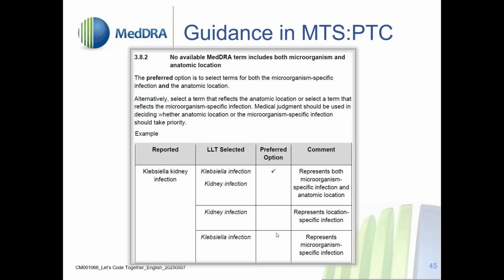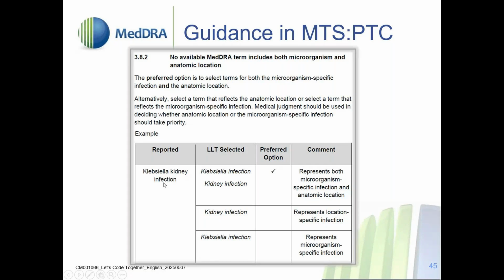And according to the MedDRA term selection points to consider document, splitting also has to be performed to capture the affected body site as well. Here the pneumonia, as you can see in this chapter of the document. So the preferred option is to select terms for both the microorganism-specific infection and the anatomic location, if you don't find a combination term, of course, capturing both. Alternatively, you can select a term that reflects the anatomic location or select a term that only reflects the microorganism-specific infection. So in our trainings, we always use the preferred approach that is provided by the document.